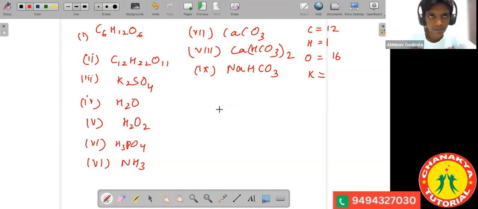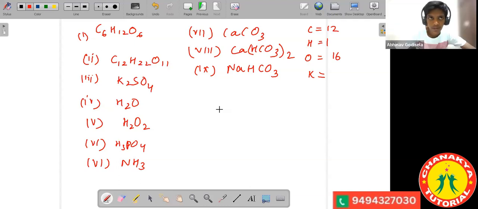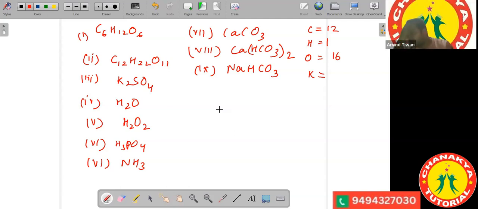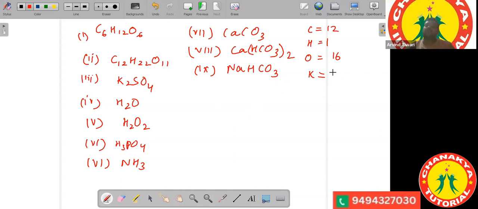So how much is K? Is the same problem with everyone? Yes, Abhinav, you are also having the same issue. No, sir. How much is potassium, sir? Like K. Potassium. So I think it's 39.09. Okay, so you take it 40. 09 is 39. Potassium is 39.